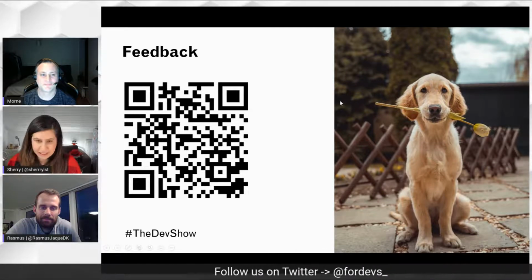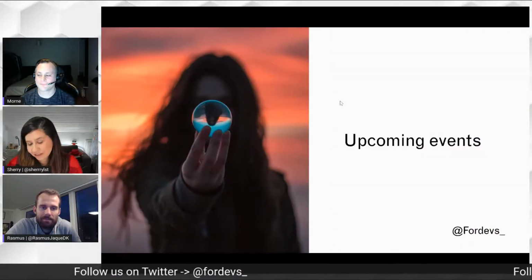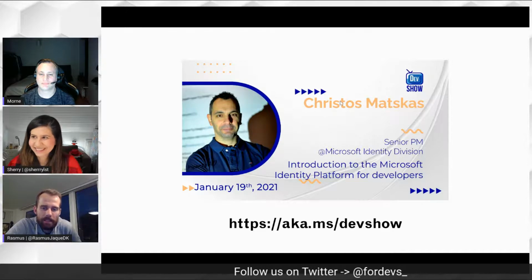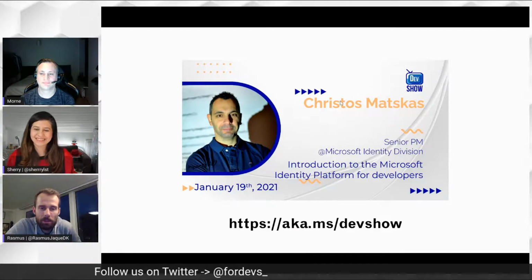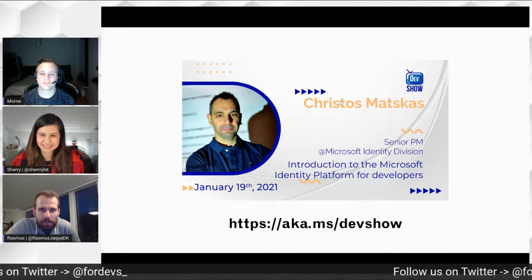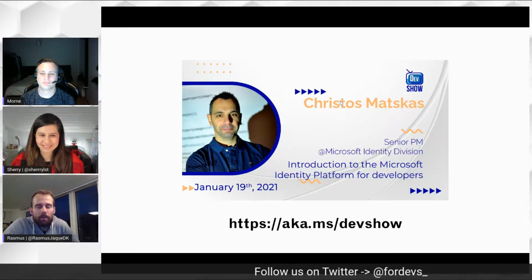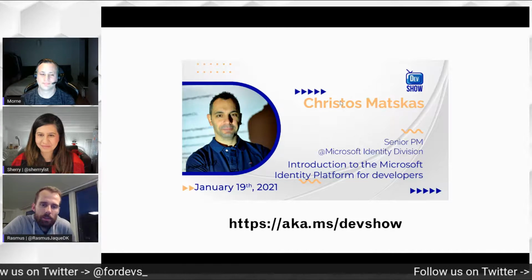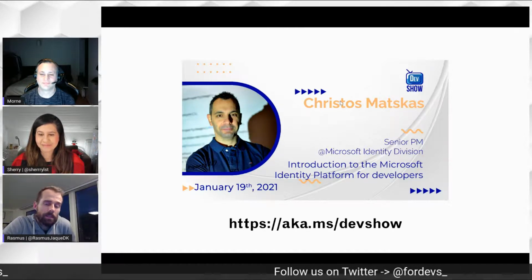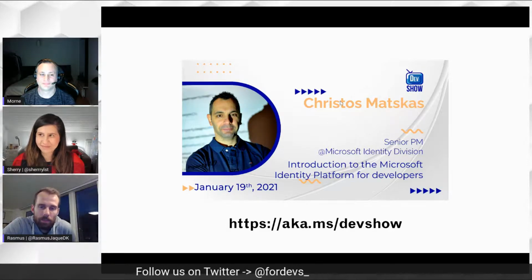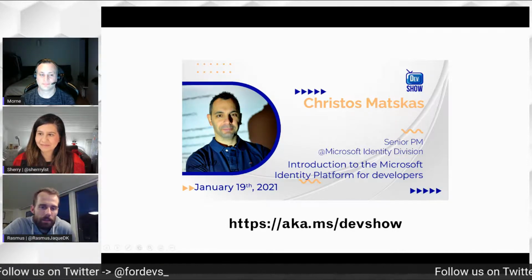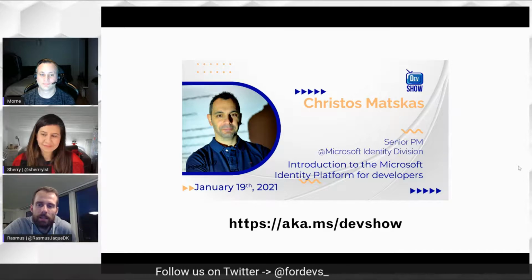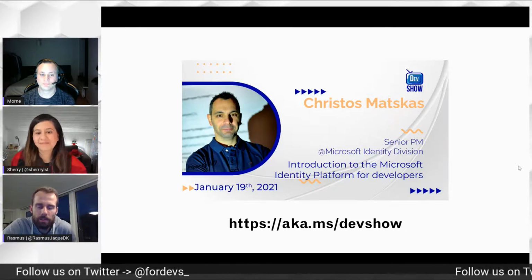And the next stop is our upcoming event, Rasmus. Yeah, so we started to build the 2021 agenda, and already now we have the next couple of months. Next week we have Christos, and he's going to talk about the identity platform for developers in the Microsoft family. So please make sure to join that one. It's going to be very interesting. And if you want to see all the other shows that we already have scheduled, please go to aka.ms/devshow and see it on the meetup page. We will share some of them next time, but they are in there. So go and look at the full agenda there.